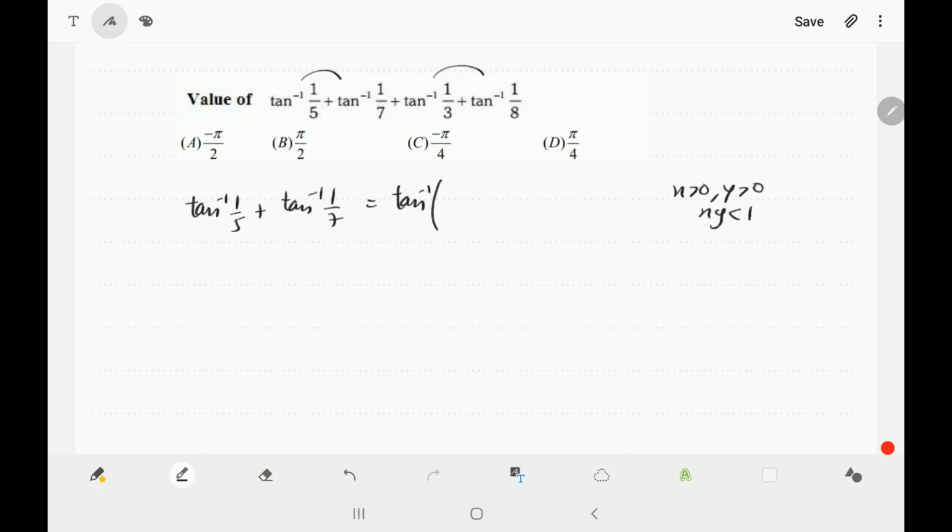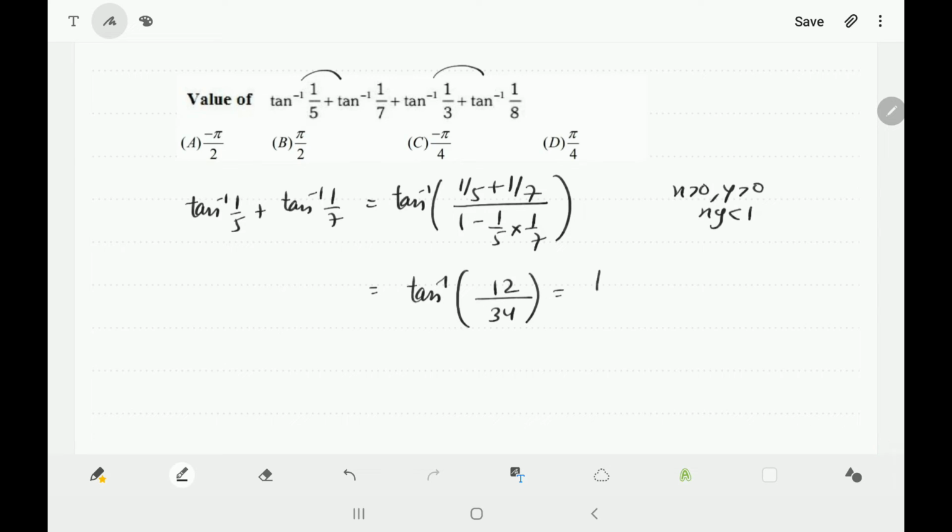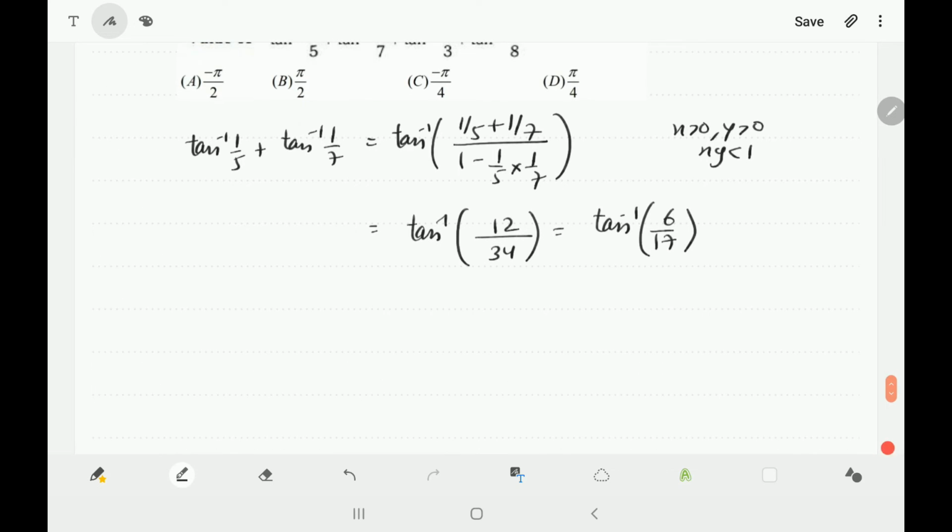So you can just directly write tan inverse of (1/5 + 1/7) divided by (1 - 1/5 into 1/7). So it is tan inverse of (a + b) upon (1 - ab). Okay, so now if you take the LCM, the numerator will be 7 + 5, which is 12, and in the denominator it will be 35 - 1, which is 34. So we will have a value of tan inverse of 6 by 17. Is this clear? Okay, now let's move on to the next term, which is tan inverse of 1 by 3 plus tan inverse of 1 by 8.